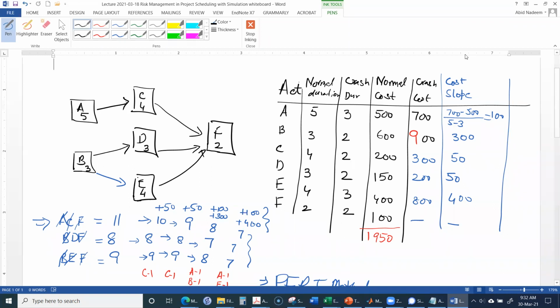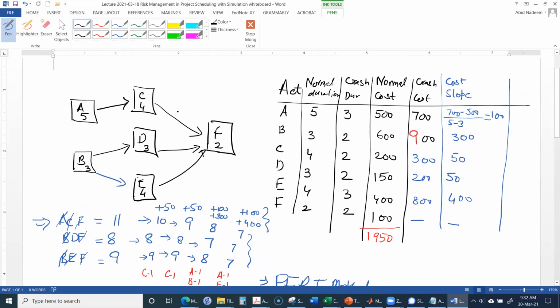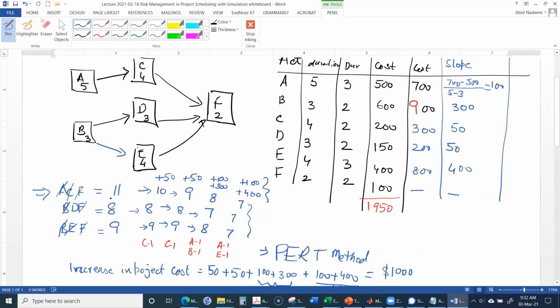Okay. So we can do all these calculations over here, and then we can gradually reduce it. So now we started from here. We took the three paths. In this critical path method, we took three paths: ACF, BDF, and BEF. And for each of these paths, the duration along the activities was 11, 8, and 9 days. So we have the longest path as 11 days.